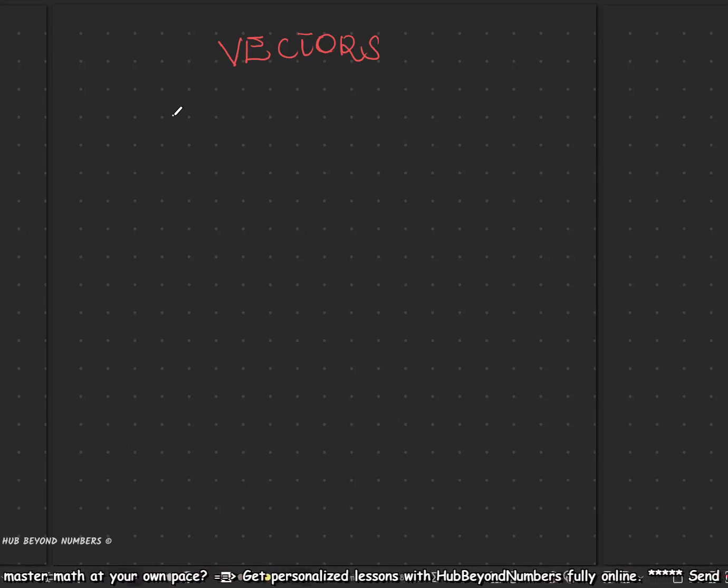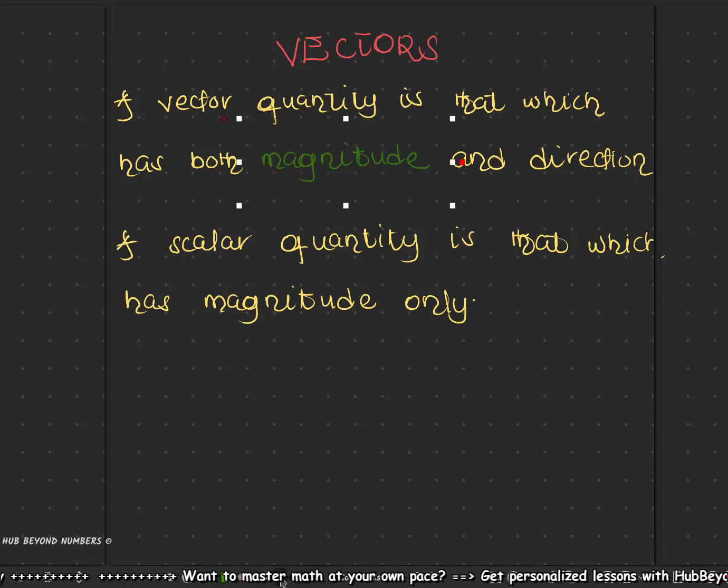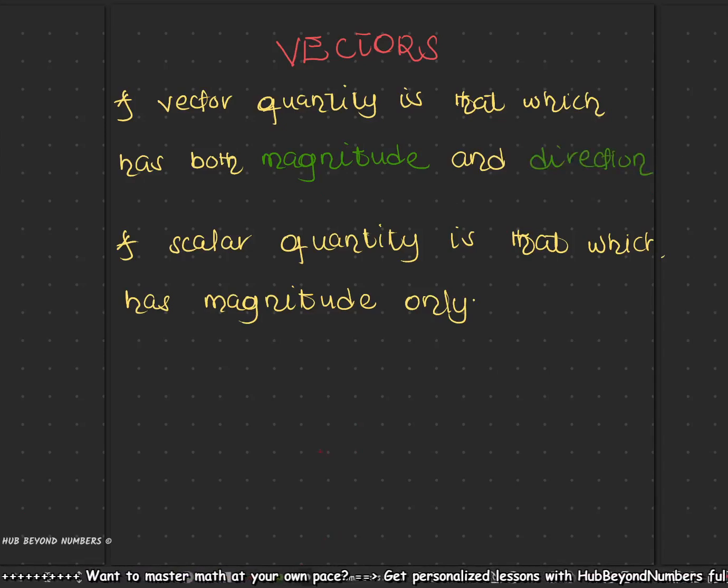When we talk of vectors, what comes to mind? A vector quantity is simply a quantity that has both magnitude and direction. Looking at what we have on the screen here, it says a vector quantity is that quantity which has both magnitude and direction. The important thing we have to take note of here is what? Magnitude. So you should have a magnitude and then you should have a direction. What this means is you should be able to measure it and you should be able to point out the direction or the path it is going to.